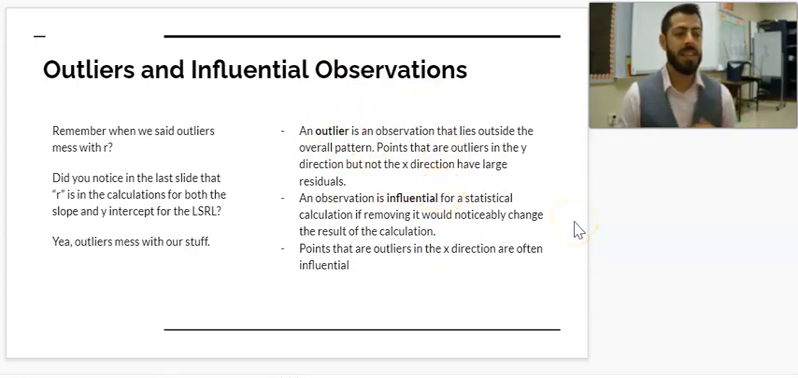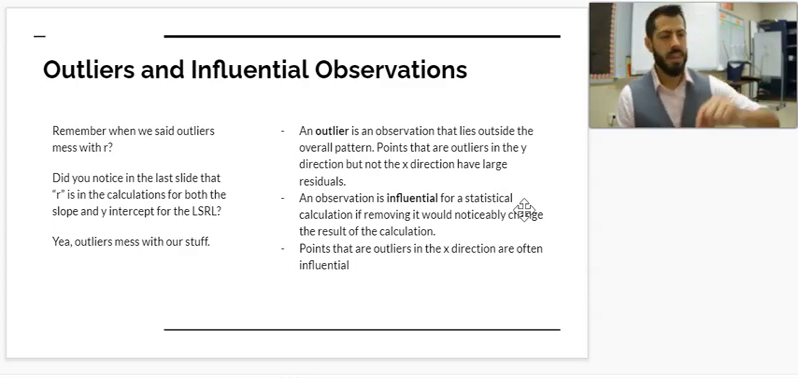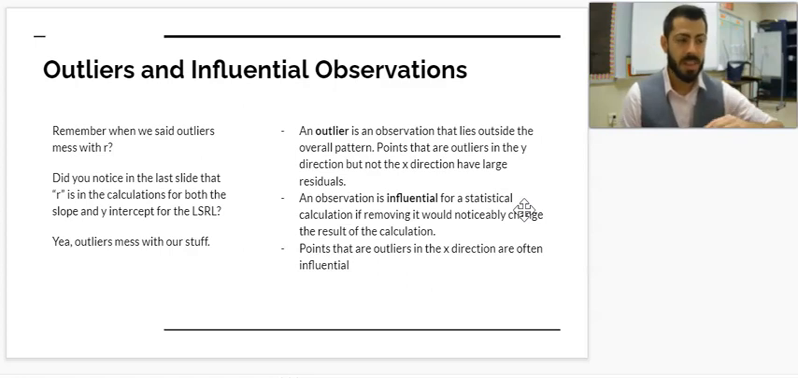An outlier is an observation that lies outside the overall pattern. Usually they are outliers in the y direction, but not in the x direction, and they have large residuals. All right. An observation is considered influential for a calculation if removing it changes the results for the calculation. So usually when we're referring to an influential point, we're talking about a point that is far away from the rest of the data in the x direction, right? So you can imagine a point being an outlier in the x direction can change the slope dramatically.